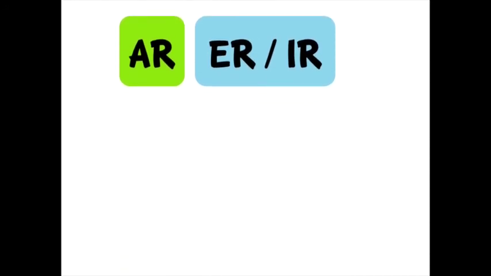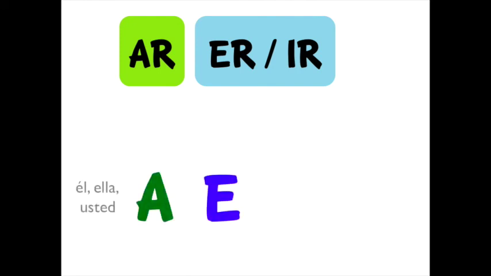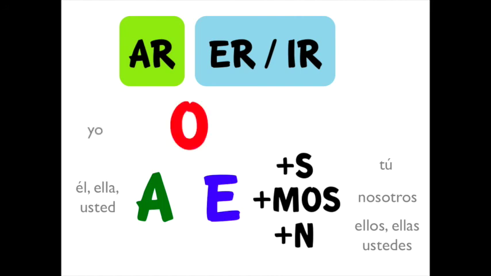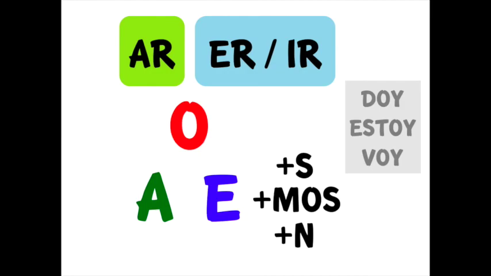So in summary, to conjugate the present tense of AR, ER, and IR verbs, we need 2 sounds, a and e, to give us our he, she, and polite you form. To these sounds, we can hook on an s to give us the you form, n to give us the they form or the you plural form, and mos to give us the we form. Whenever we talk about what I do, our verb ending will be o, with the exceptions of doy, estoy, and voy.